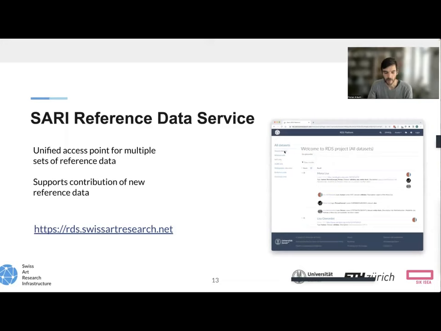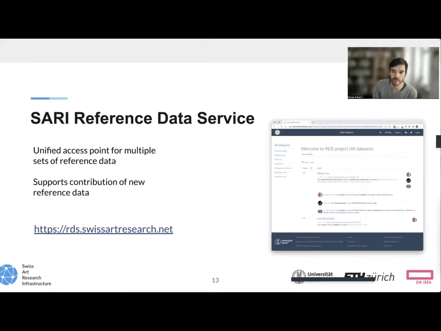The second issue, the one of identification of entities, we facilitate through the SARI reference data service. And this provides single access points to multiple reference datasets. On the one hand, via a web-based front end, which we see here in a screenshot. On the other hand, via a lookup API. And this API implements the draft of the W3C Reconciliation API. It means it can be used with applications that implement this, for example, OpenRefine.